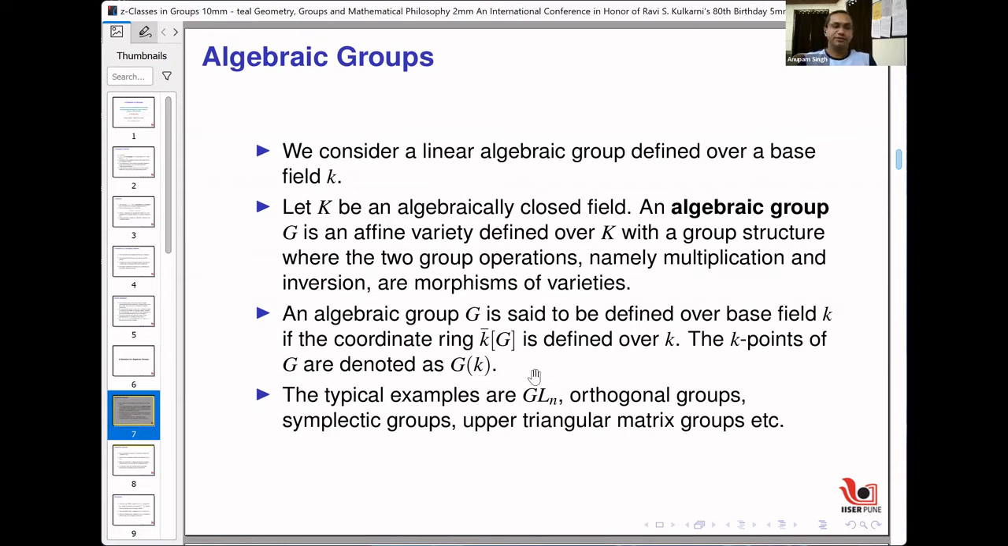The typical examples you can keep in mind are, for example, GLn, the orthogonal group, the symplectic group, or upper triangular matrices. These are the typical examples of algebraic groups which we want to look at here. And if I want to look at it over any field small k, for example, GLn over capital K is the algebraic group, an affine variety defined over capital K, and its small k-points will turn out to be GLn(k). So it's quite easy to see for this example. But in general, it might look slightly tricky to imagine.